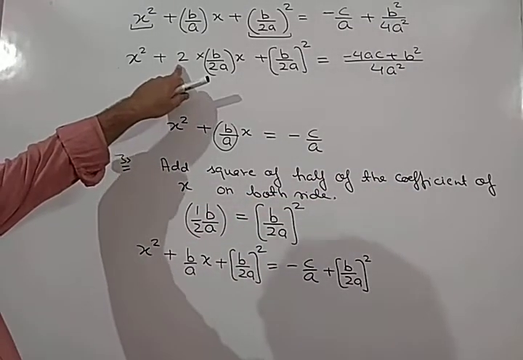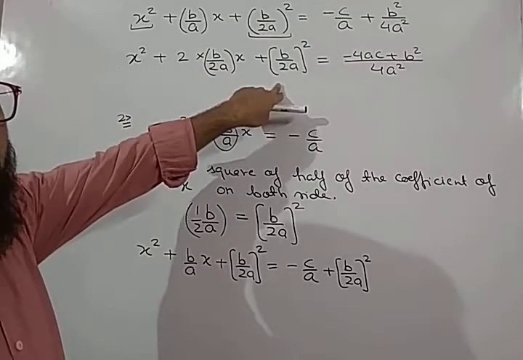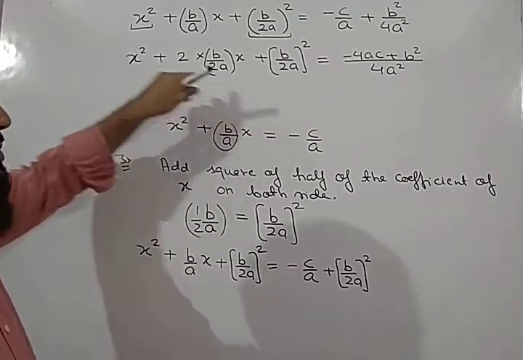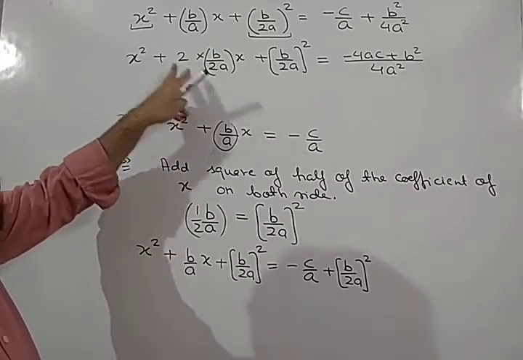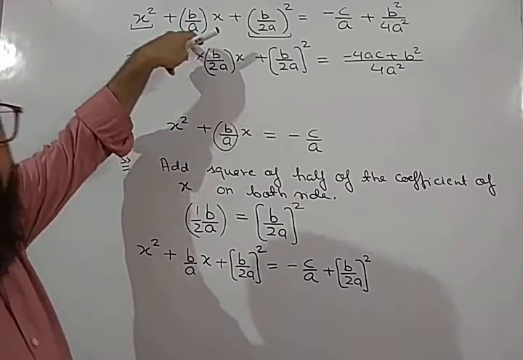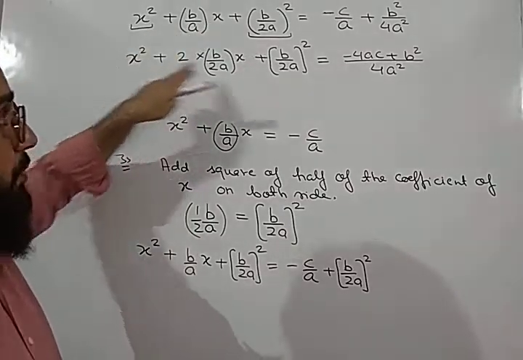Why have I done this? To make it a complete whole square, or to make it an identity. I have multiplied this term by 2 and divided by 2, so there is no change, because the 2 will cancel out. We will get the same term again, but now it forms an identity.